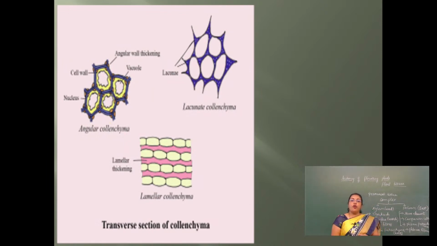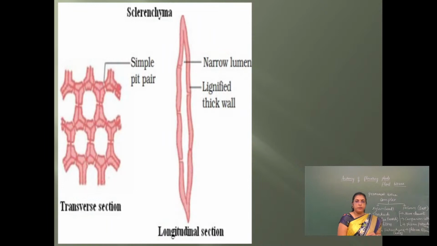Then types of collenchyma tissue. We have angular collenchyma where angles are thickened due to the deposition of pectin. In lacunar collenchyma, we see little intercellular spaces between them, and in lamellar collenchyma, we see the thickening on the tangential wall. So collenchyma acts as a living mechanical tissue in plants.